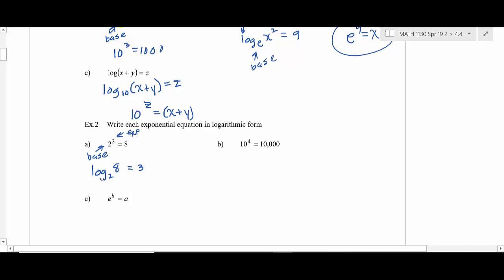So if you're doing a log of 8 of base 2, you're just thinking, what power of 2 is 8? Remember, a log is an exponent, okay? This would be the same way. This is the base. That's the exponent.